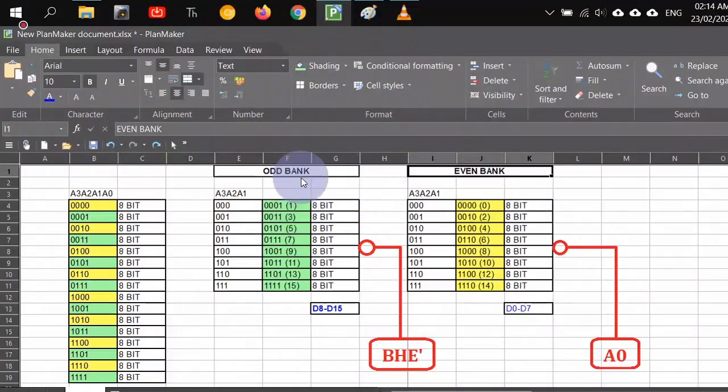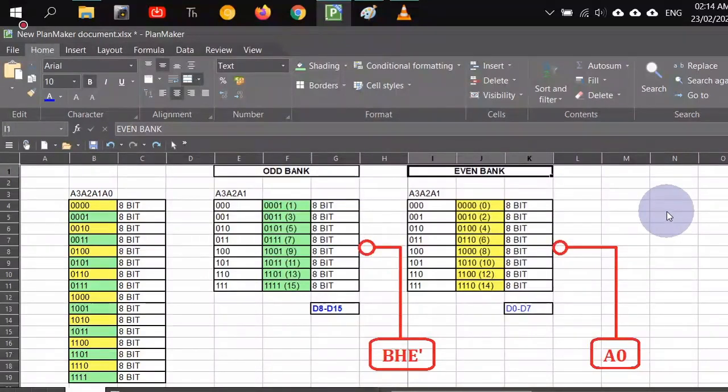So instead of buying a single memory chip, you have purchased 2 memory chips of half the full capacity, right? And instead of connecting all the address lines, we only connected address lines A1 to A3 to one chip and A1 to A3 to another chip, right? It had a total of 4 address lines, A0 to A3, but we had left A0 and the rest of the address lines were connected. A0 was connected as a select line of the even bank, and BHE bar was connected as the select line of the odd bank, right?